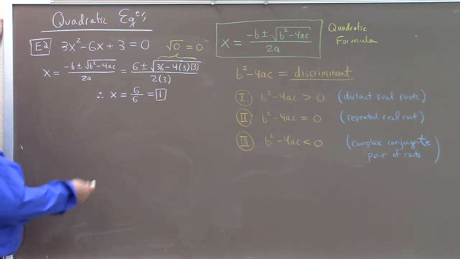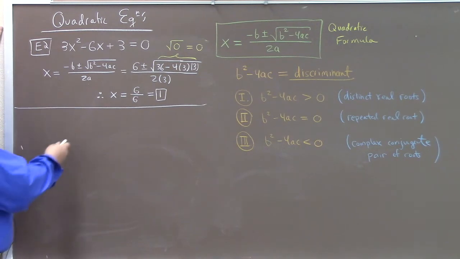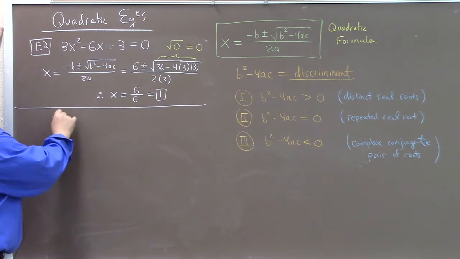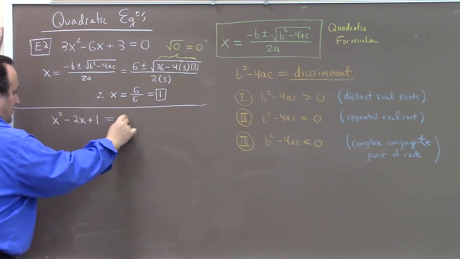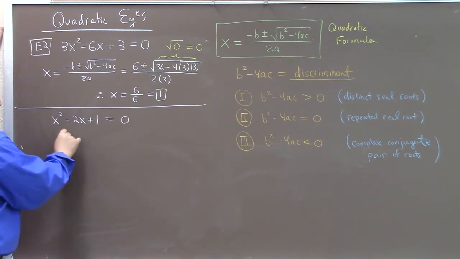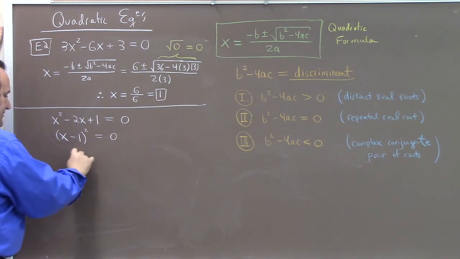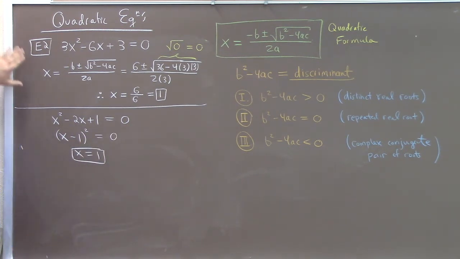If I was to be smarter in doing this problem, what I would do instead was I would take the problem I'm given, I would divide by 3. That would give me x squared minus 2x plus 1 equals 0. And then I would factor, which would then tell me x equals 1. So quite clearly, this is not a wise way to do this problem. This is a much smarter way to find x equals 1 as the solution.